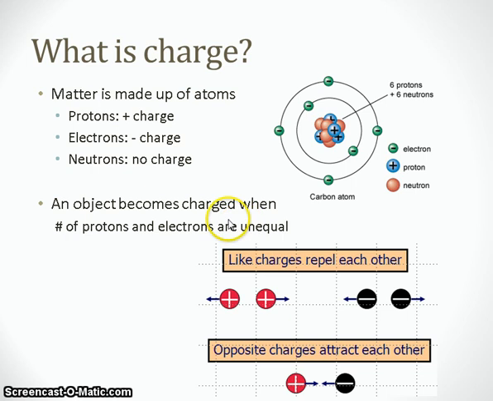And when there is more than one charged object, like two things that are positively charged, they will repel one another. Like two positives or two negatives will repel. There's a force between them pushing one another apart. If they are opposite in charge, they attract one another.